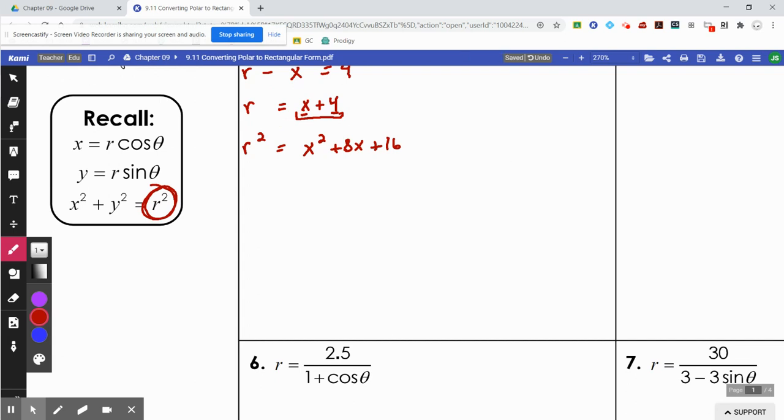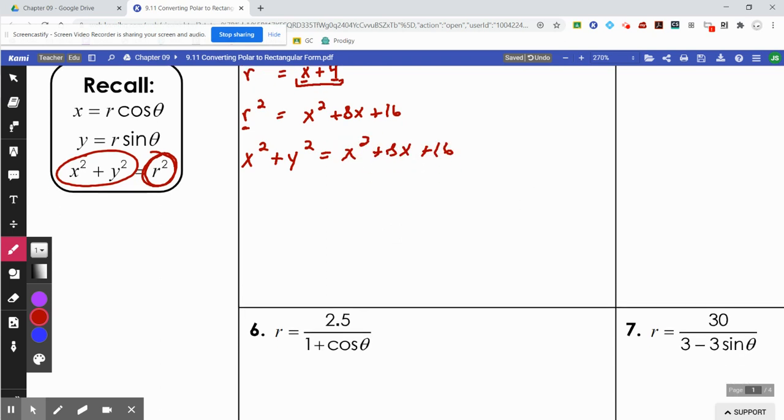And now I can change it. R squared can now be replaced with x squared plus y squared, and my equation now looks like this. X squared plus y squared is equal to x squared plus 8x plus 16. Combining like terms, you can get rid of the x squareds by moving them to the same side, and you're left with y squared is equal to 8x plus 16.